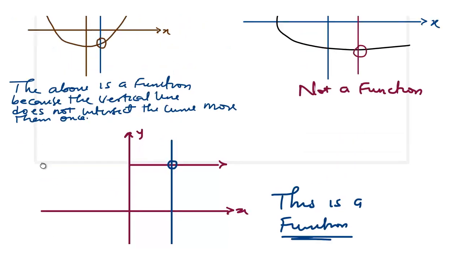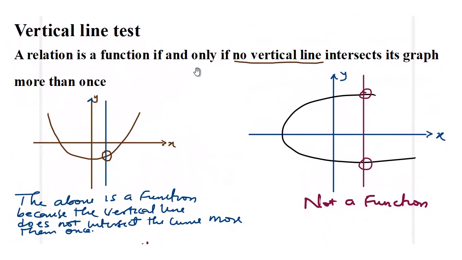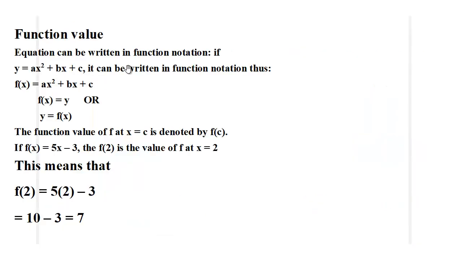So let's go back again. A relation is a function if and only if no vertical line intersects its graph more than once. So when you have more than one intersection, then the relation is not a function. All right, so in case you see this in an exam, this is how you know. Let's move on to the next part, which is the function value.